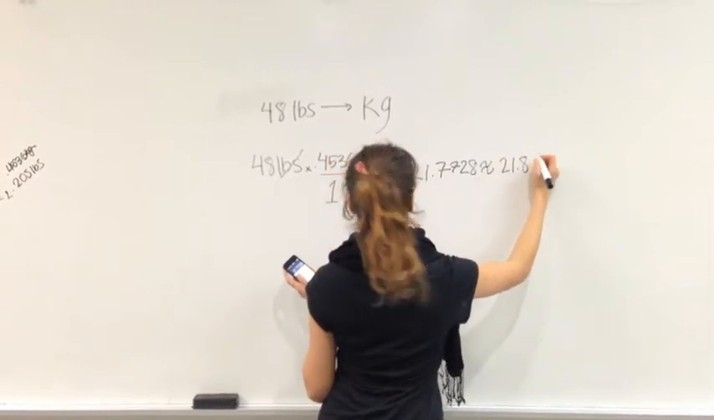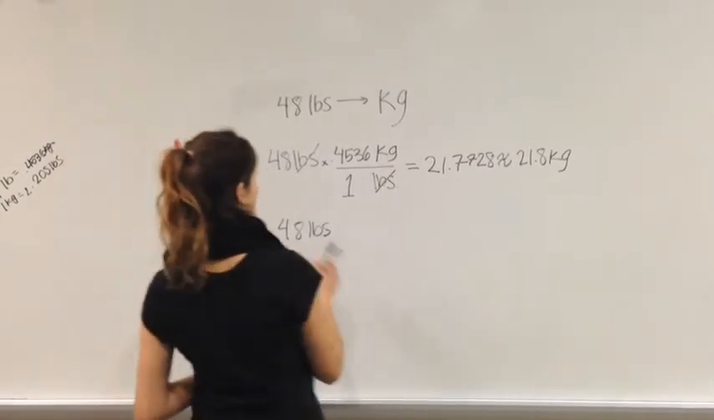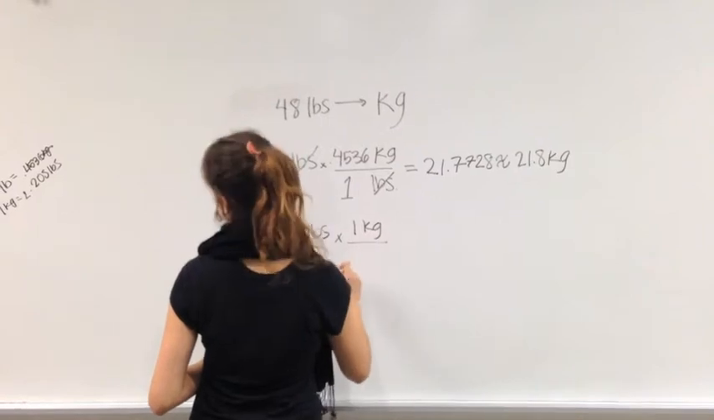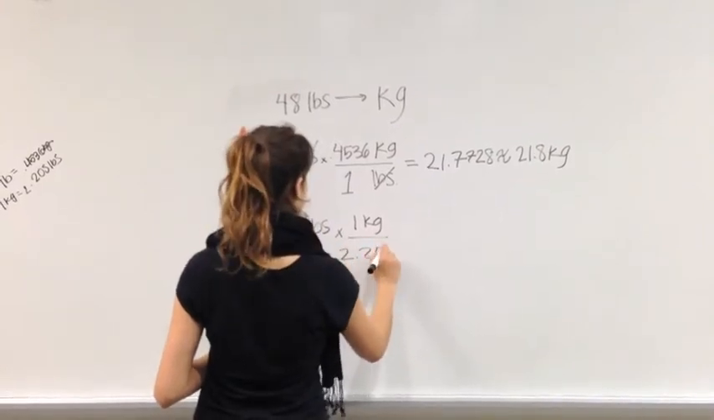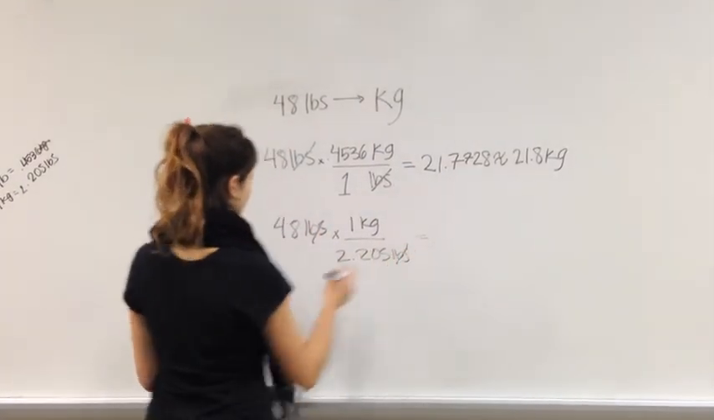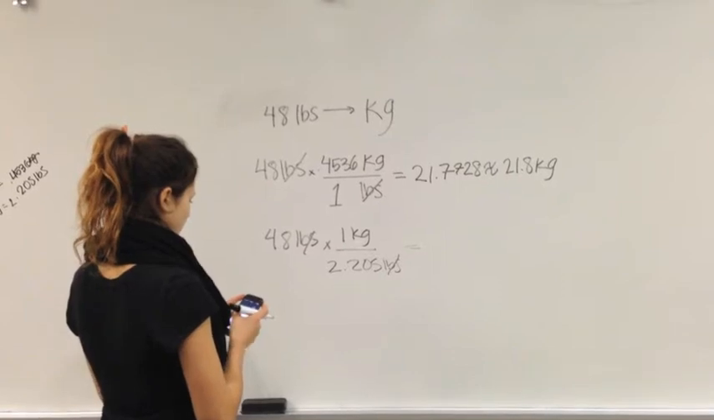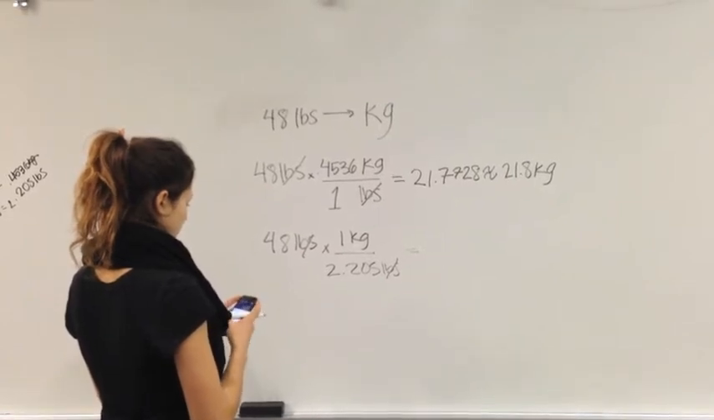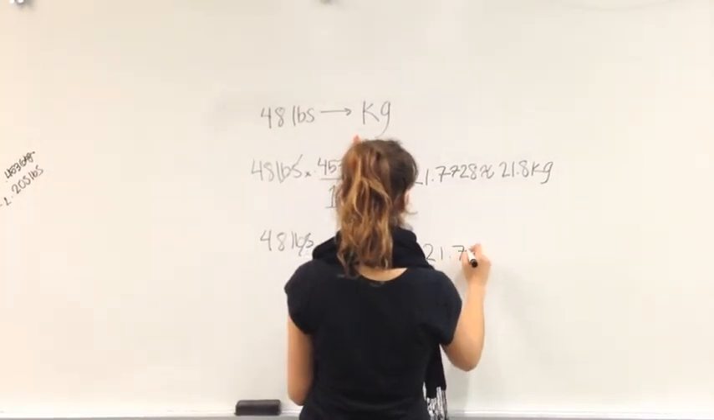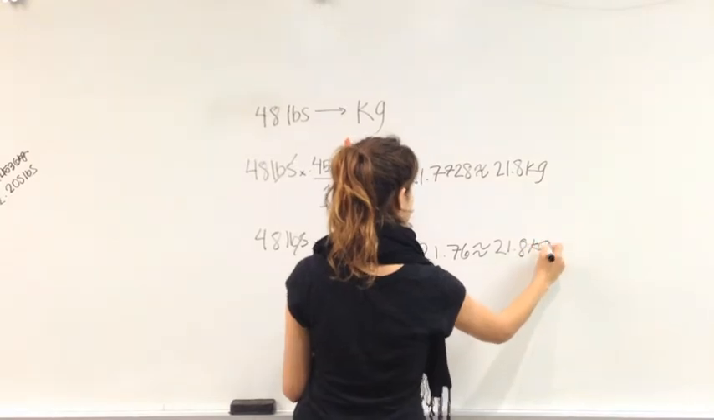which is 21.8 kilograms. Another way that I could do this would be to write 48 pounds times 1 kilogram over 2.205 pounds, and the units are still going to cancel. So in that case, I have 21.76, which is the same as 21.8 kilograms.